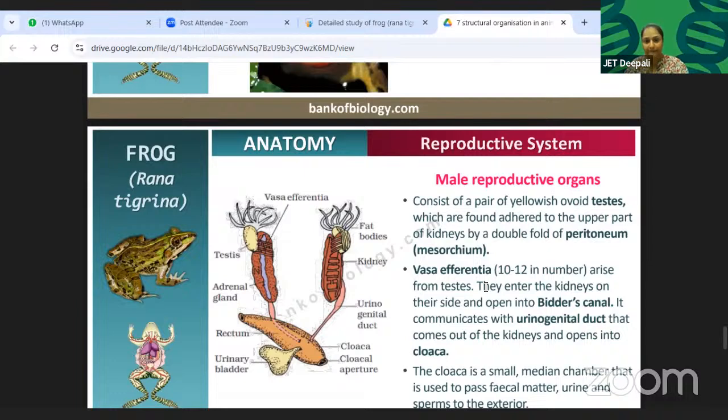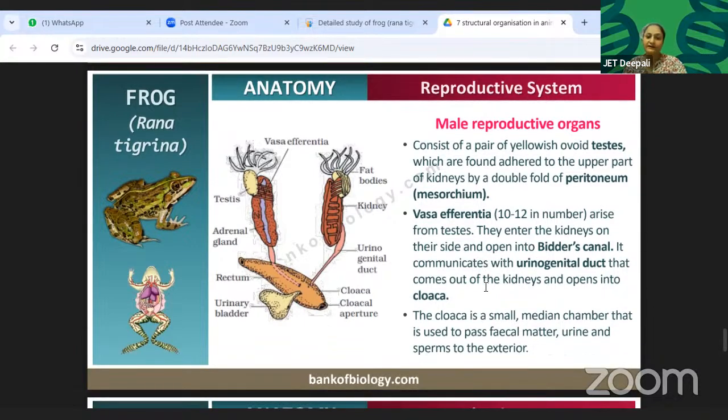Okay, the same path they are following. The cloaca is a small median chamber that is used to pass fecal matter, urine and sperms to the exterior. So the same path they are following.